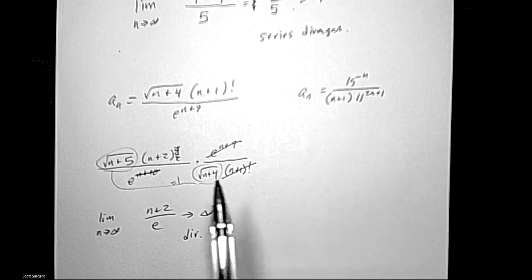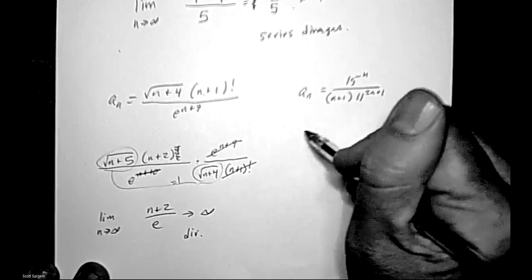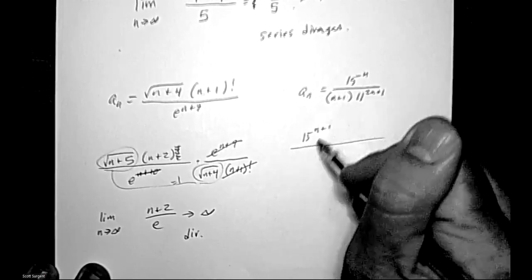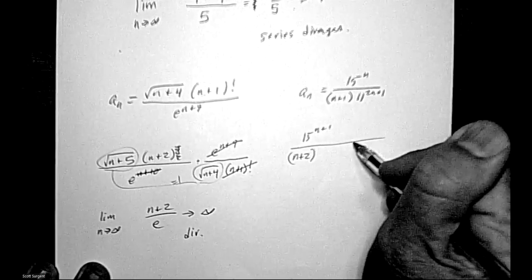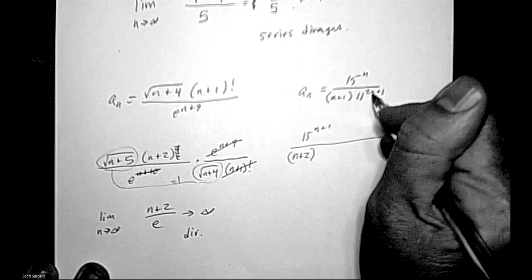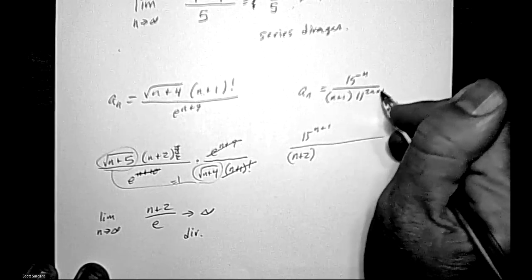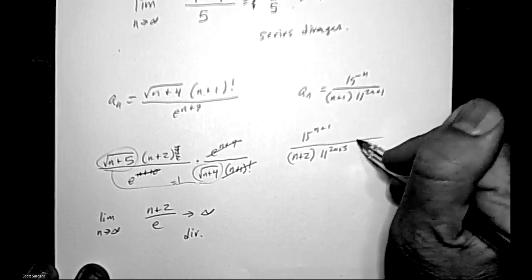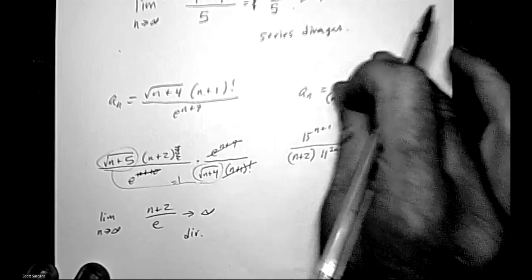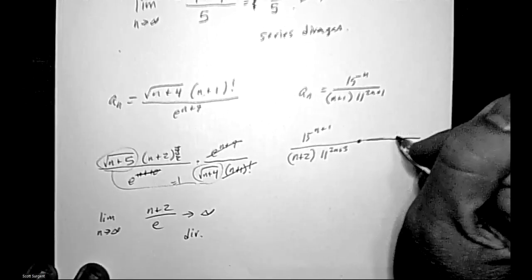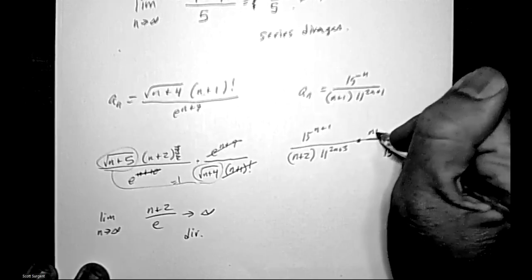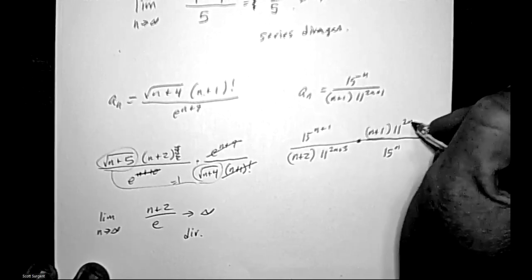Right here, this looks a little funky, so be careful. If I do the n plus 1, I get 15 to the n plus 1. I'm going to have n plus 2. I can tell you right now, that's not going to really affect anything. When I do n plus 1 here, I have 2n plus 2 plus 1. So it's 11 to the 2n plus 3. And now I flip it over and I multiply by the reciprocal. So it's going to be 15 to the n, n plus 1, 11 to the 2n plus 1.